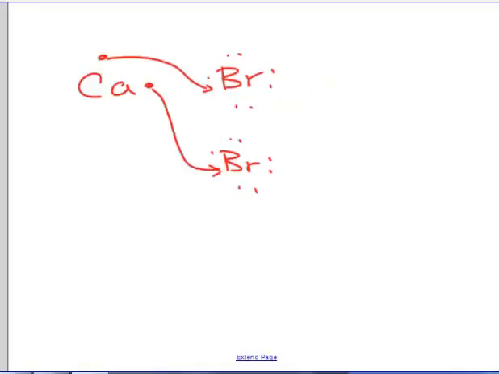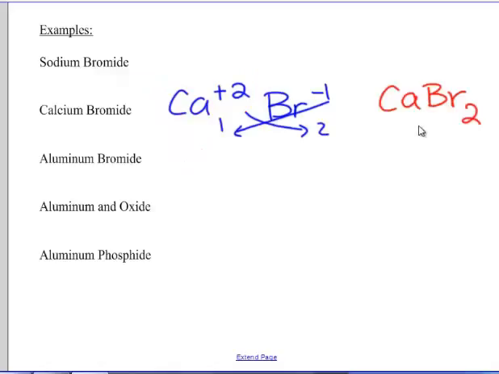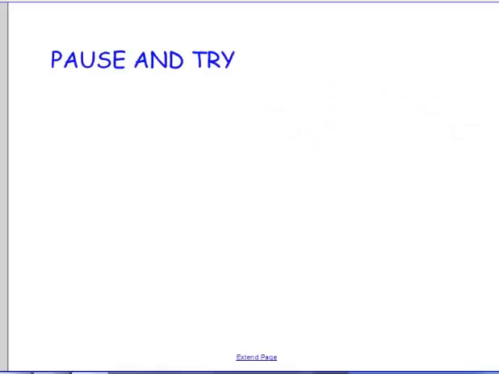1 calcium, 2 bromines. It was good to do this way first because now you know truly why the formula is CaBr2. Now pause and try the next 3 on your own.